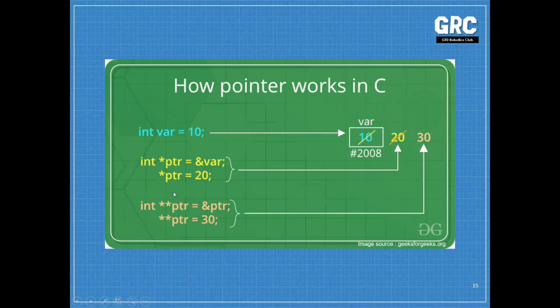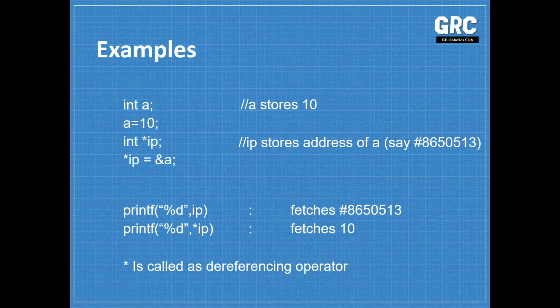Now if we want to add the address of a pointer into another pointer, then we use a double star operator and pass the address of the pointer, and then when we change the value of the variable, the initial variable var is changed to 30. So we saw how that works. Now let's see an example of pointers.